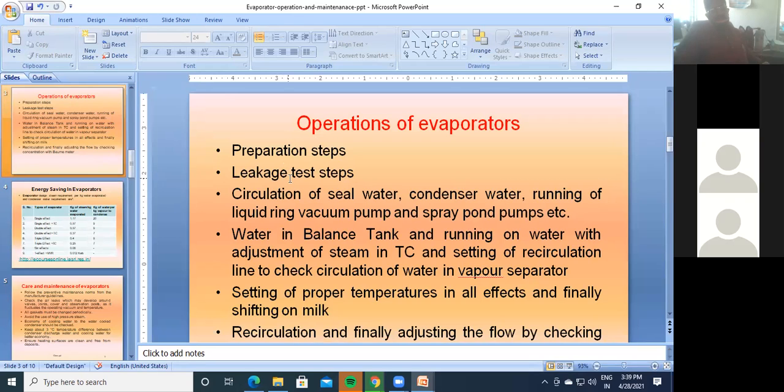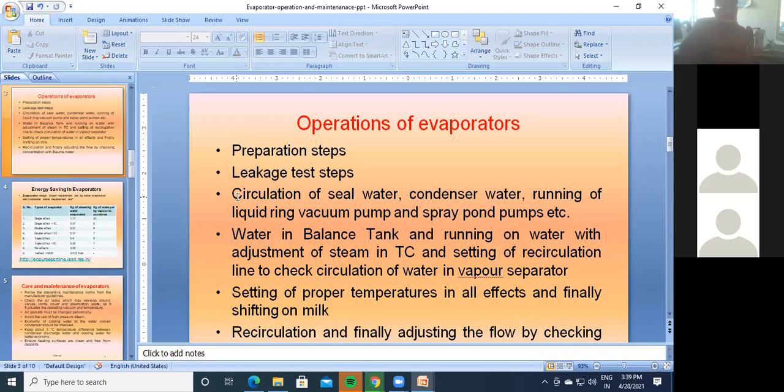Leakage test is done by maintaining a vacuum of about 24 centimeter Hg or 25 centimeter Hg, and seeing how this vacuum drops if the pump is closed, if the vacuum system is closed. If the pressure increases by about 4 centimeter in 10 minutes or 15 minutes, we understand that there is some leakage and we will have to check for it.